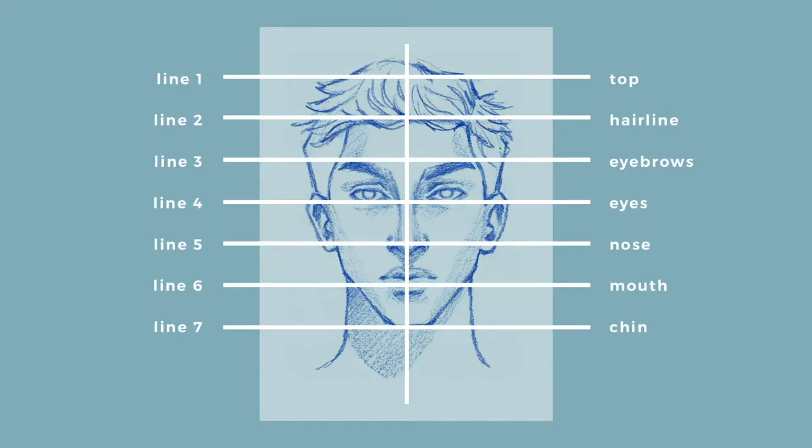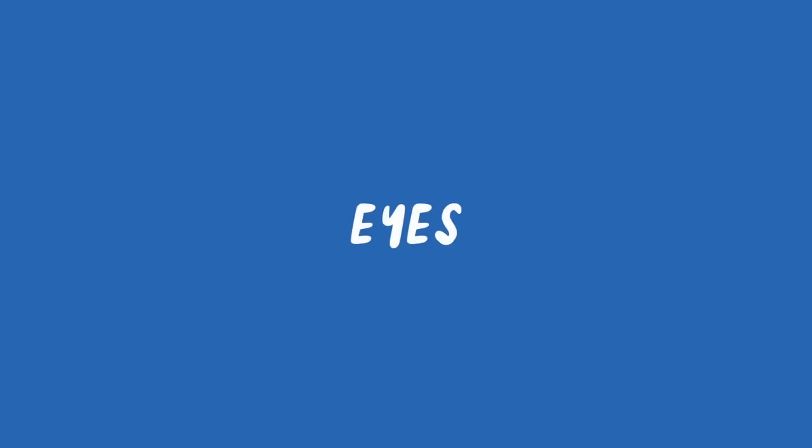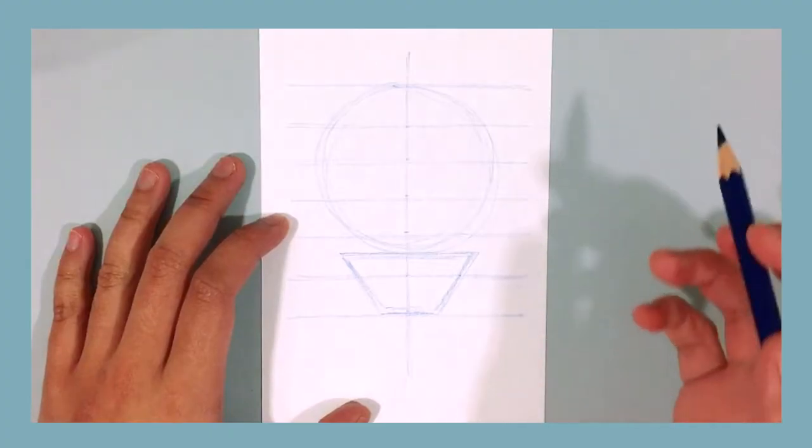Line 3 is for the eyebrows, line 4 is for the eyes and top of the ears, line 5 is for the nose and bottom of the ears, line 6 is for the mouth, and lastly, line 7 is for the chin. Now, let's start drawing the facial features.